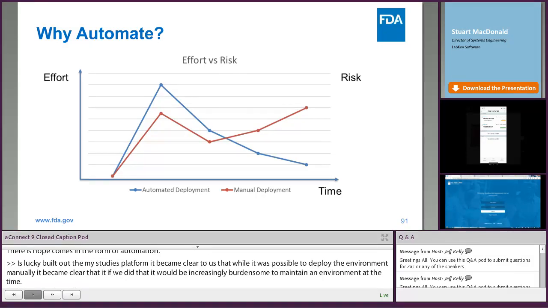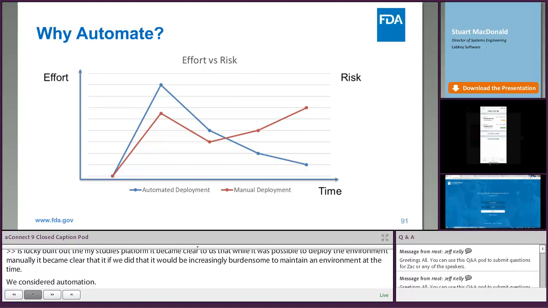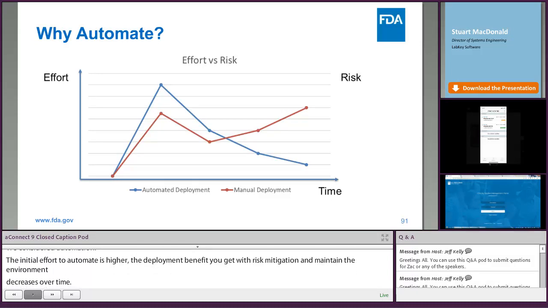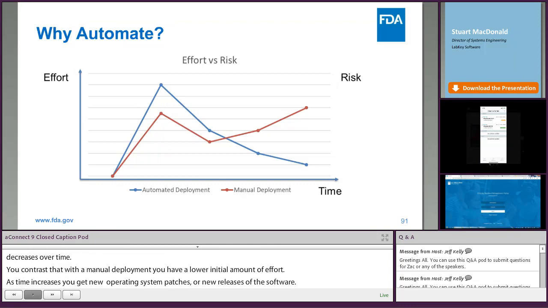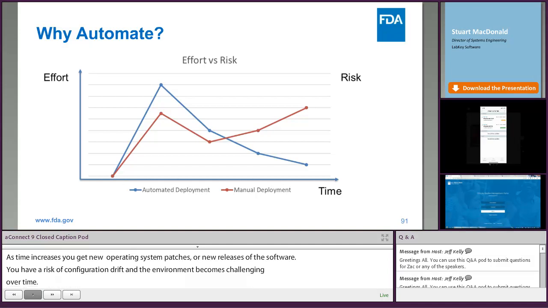While the initial effort to automate is higher, the deployment benefits that you get with risk mitigation and maintaining the environment increase over time. If you contrast that with a manual deployment, you have a lower initial amount of effort, but as time increases and the burden of maintaining that environment increases, as you get new operating system patches or new releases of the software and all of those things, you have a risk of configuration drift, and maintaining the environment becomes challenging over time. And those higher risks translate directly into higher security risks. And compliance is all about reducing your risk.